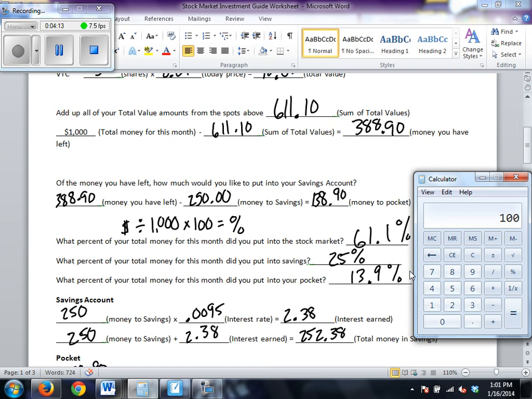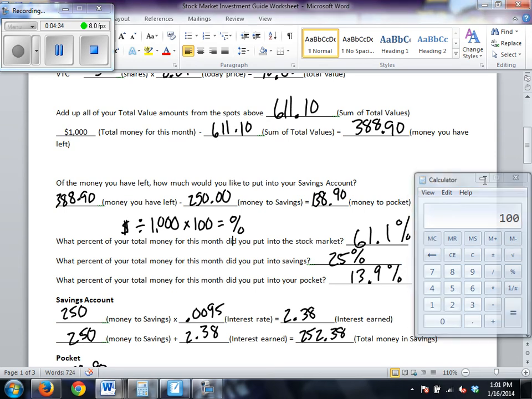Now since we are rounding to the nearest tenth, it is possible that you get like 99.9% or 100.1%. Those would be acceptable as well, but you want to be right around 100%, give or take 1/10 of a percent. Okay, so you do want it to be really, really close.